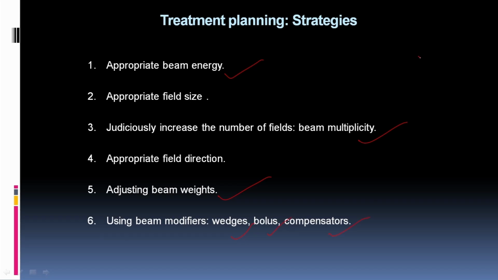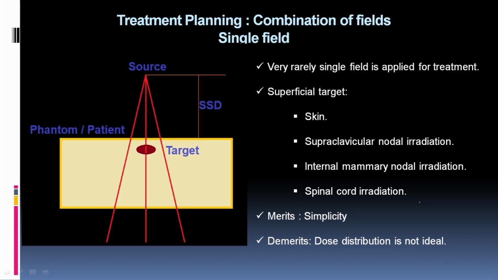So, these are the strategies of our treatment planning by which we achieve the aim of our radiation therapy treatment planning, to get a better dose distribution and to treat patients safely, so that we may avoid complications of the treatment. Now, in treatment planning we use combinations of fields, meaning we can use a single field, 2 fields, multiple fields, one wedge field and one open field, or both wedge fields, and these are the combinations in treatment planning.